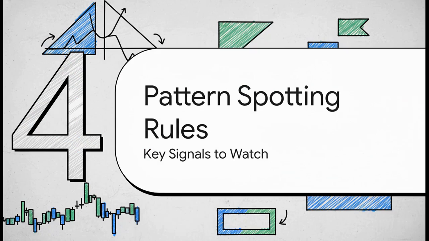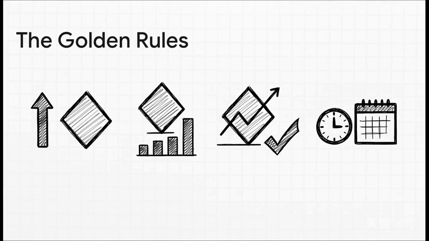We've covered a lot of ground here. Triangles, flags, rectangles. So now let's just boil it all down into a few golden rules that you can apply to spotting any of these continuation patterns. Okay, let's wrap this up with your takeaways. First, always confirm the prior trend. Without it, there's nothing to continue.